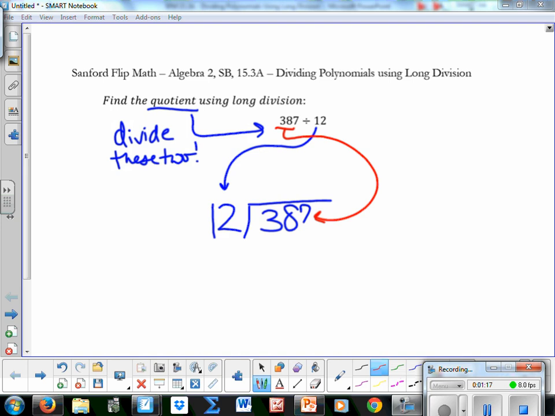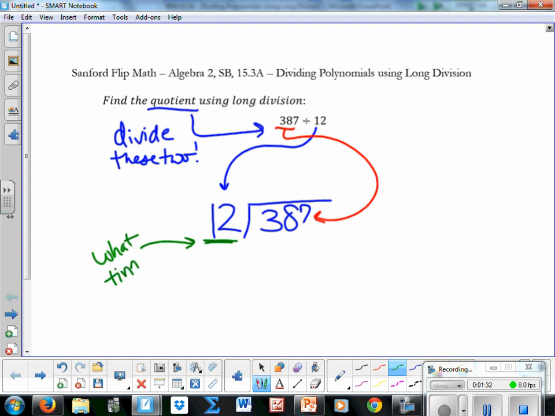Now when we set it up like this, what we're trying to find is what times 12 will give us 387. So we're constantly going to think, what times 12? But I'm just first going to start with, let's not start with 387. Let's just start with the first two numbers, because I know 12 can't go into just 3, but 12 does go into 38. So 12 times what gets us to 38?